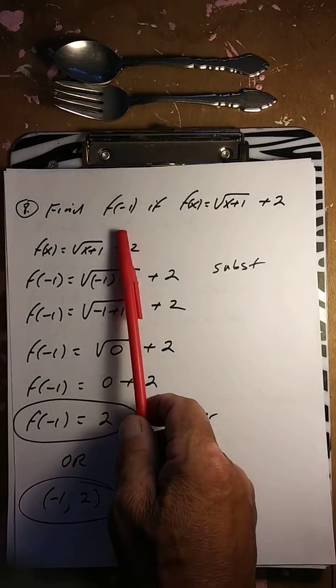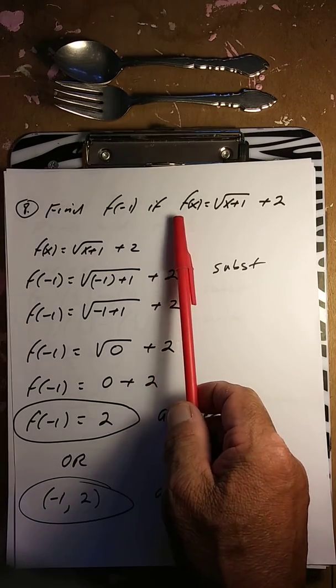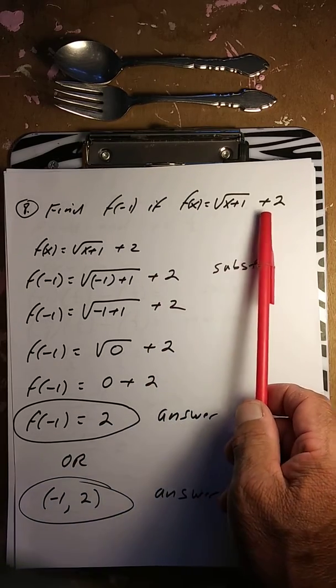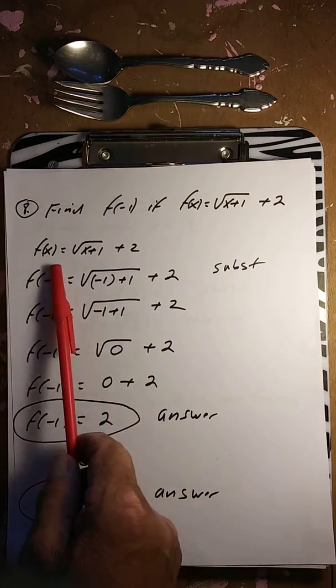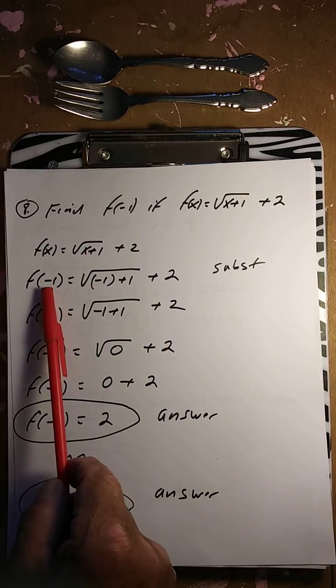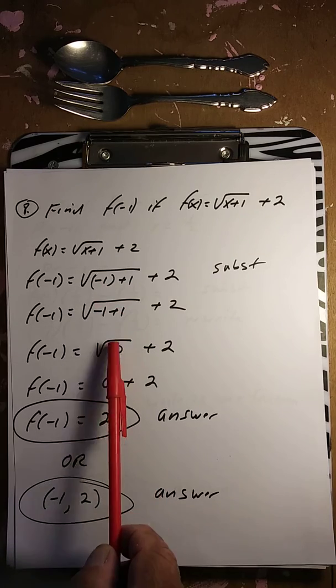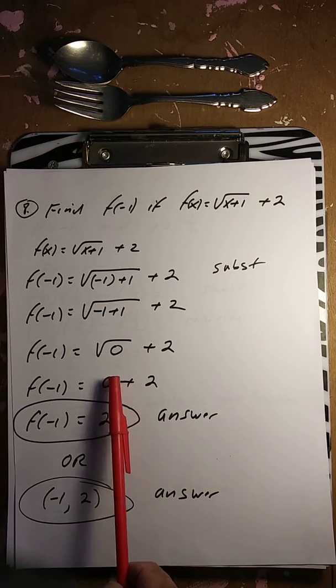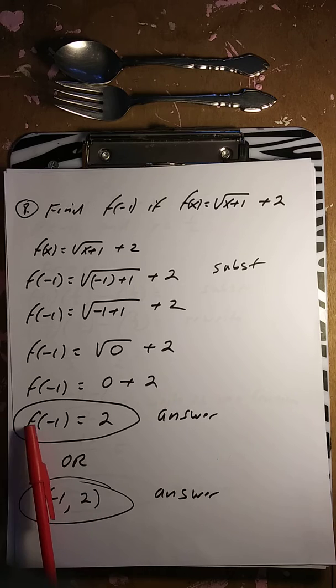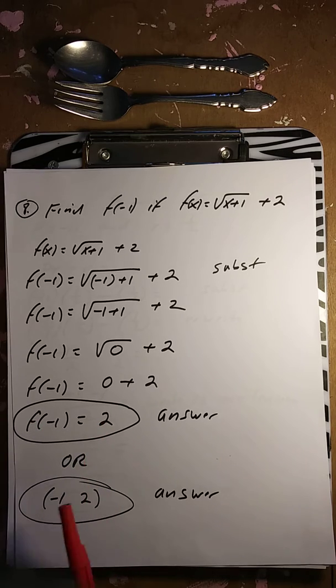Find f of negative 1 for this function if f of x equals square root of x plus 1 plus 2. There's a function right there. Write the function down. Put the number in, negative 1 for the x. Negative 1 there, substitute in there, negative 1. Negative 1 plus 1 is 0. Square root of 0 is 0. 0 plus 2 is 2. So f of negative 1, the function, is 2. Or an ordered pair is negative 1 comma 2.